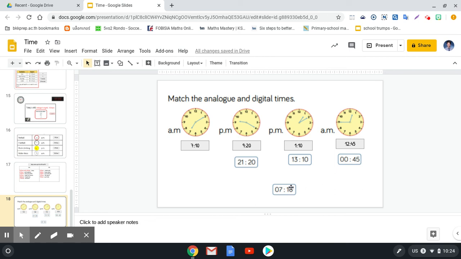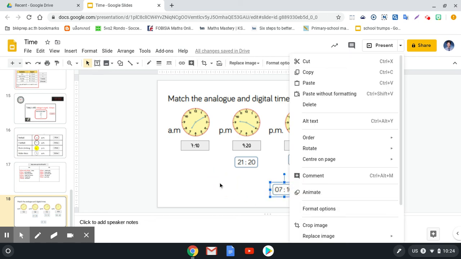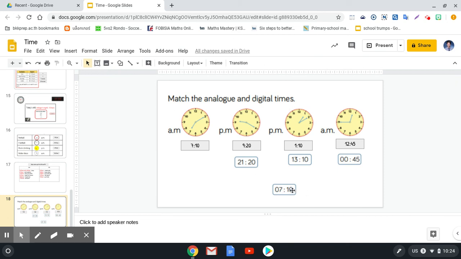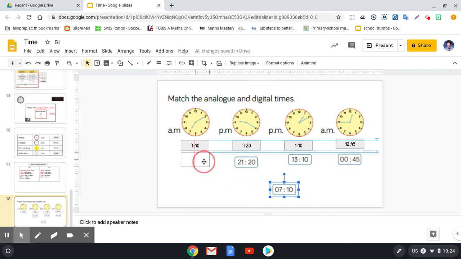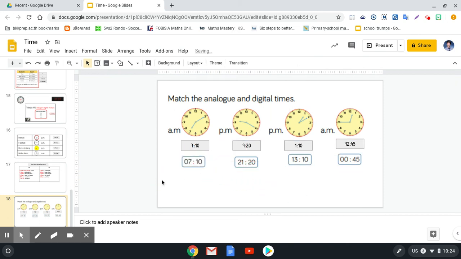Right, and finally, this one here obviously matches with 7:10 a.m. and it looks exactly the same. I don't have to change anything because it's before 12. So anything before 12 and not between midnight and 1 a.m. is just shown as it is, but there is no need to write AM.